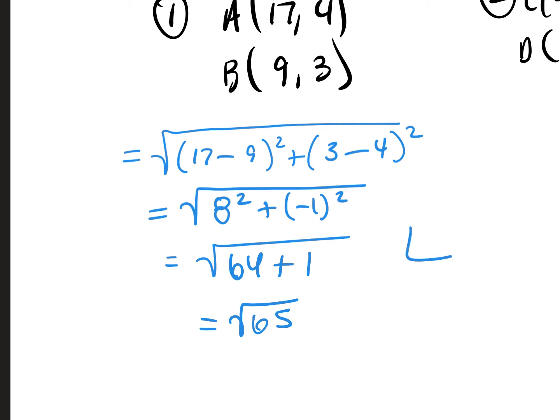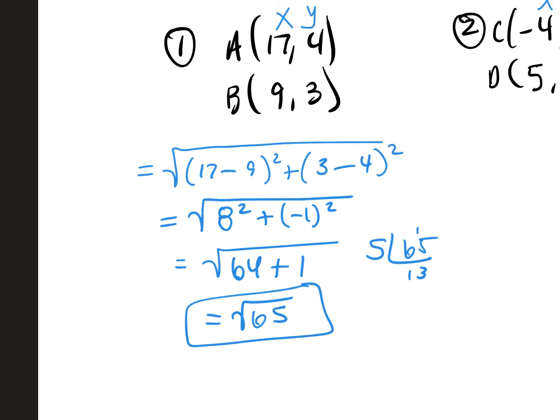Okay, let's try. Does 2 go into 65? No. 3? No. 5? Okay. 5 goes into 6 1 time with 1 left over. So 5 goes into 15 13 times. Does that break down? No. So there you go. You're good.